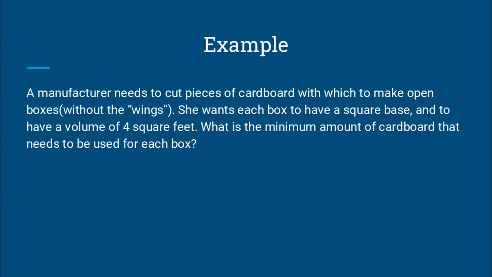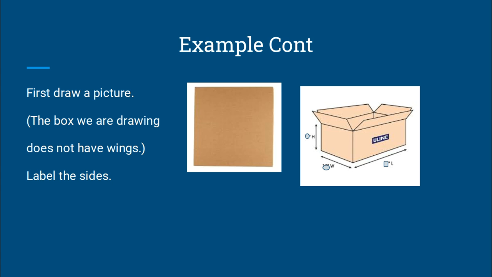So this is clearly a minimization problem. This is something where we look at the world and we go, okay, how do we fix this? How do we solve this? So first things first, draw a picture. Every single time you need to draw a picture. Okay, so basically she's cutting squares that look like the left picture, and we're making a box that looks like the right picture but without the wings.